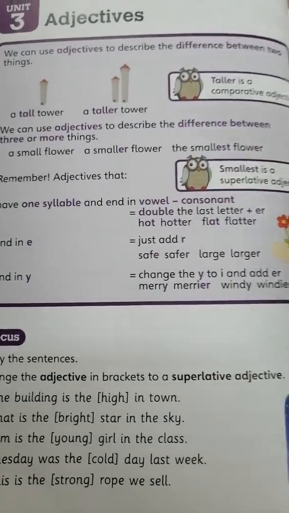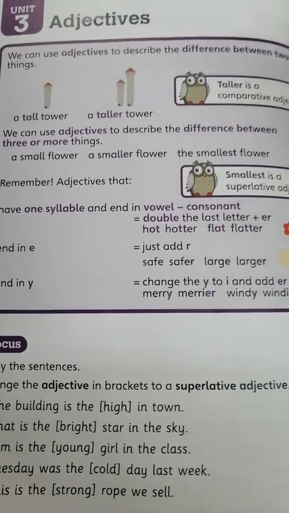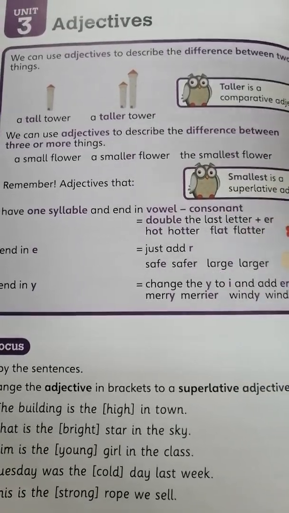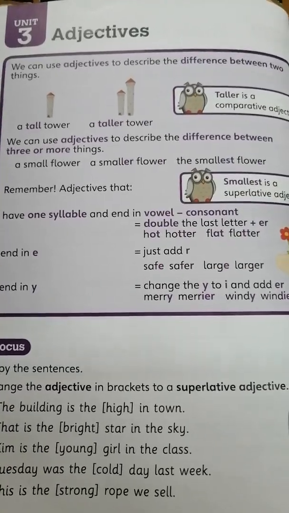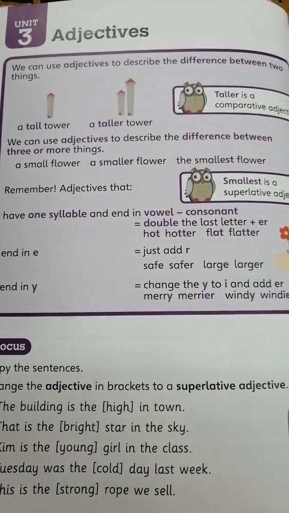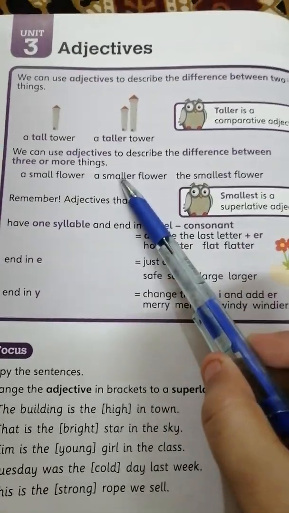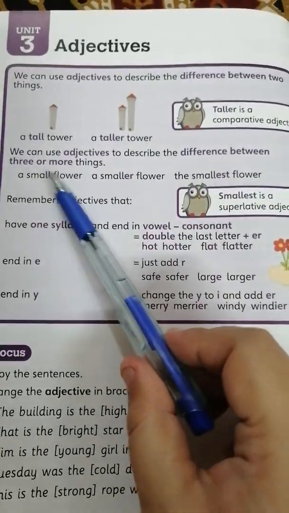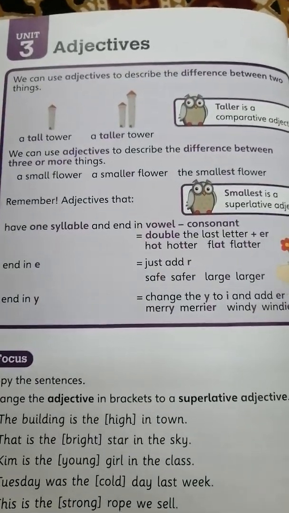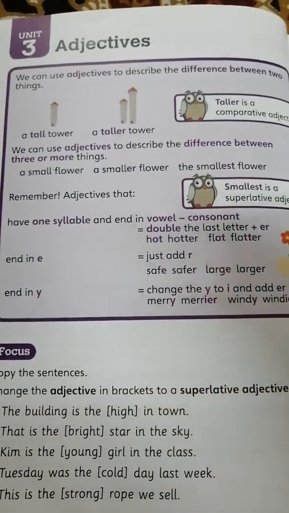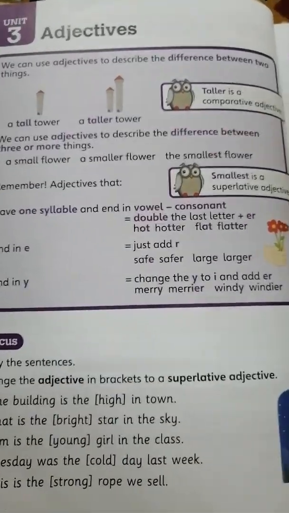And then the superlative adjective. A superlative adjective is used to describe the difference between three or more things, objects, people, etc. For example, biggest house, smallest flower. So here smallest and biggest are superlative adjectives. It shows the difference between three, like this is a small flower, smaller flower and this is the smallest flower. So remember that to use comparative and superlative adjectives, follow some rules.